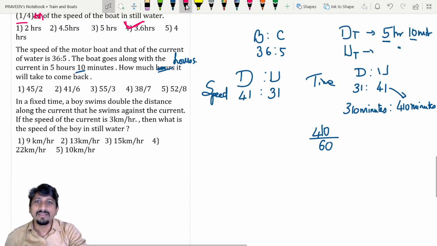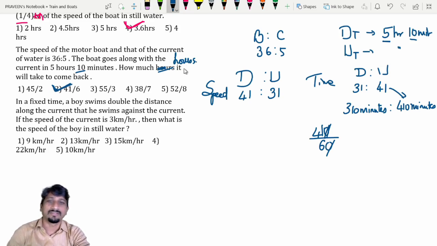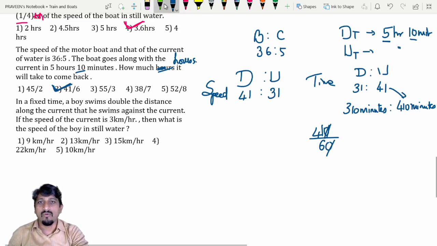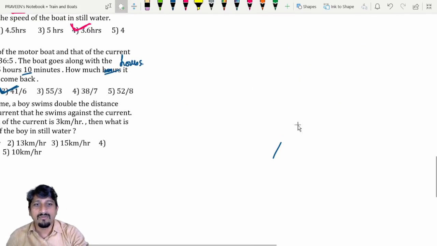So this will be how much? 410 by 60. Why divided by 60? Because we are taking hours here. So this will go here. Therefore, this will be 41 by 6. When I saw this only, I came to know that this is hours. We made a mistake while typing the question. So that is also clear now. That's also wonderfully clear now. A very simple, very beautiful way of solving these questions.